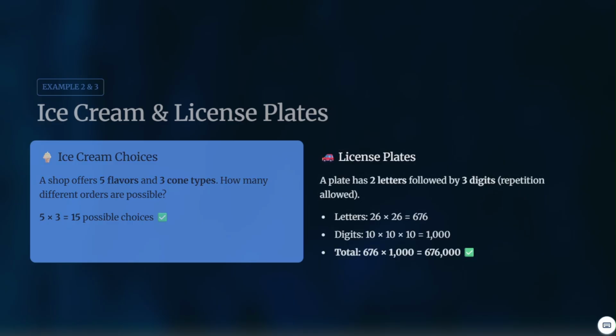Or for a license plate, a plate has 2 letters followed by 3 digits, where repetition is allowed. For the letters, that will be 26 times 26, which is 676. For the digits, you'll multiply 10 times 10 times 10, which will be 1000. So in total, that will be 676 times 1000, which will be 676,000 possible license plates.